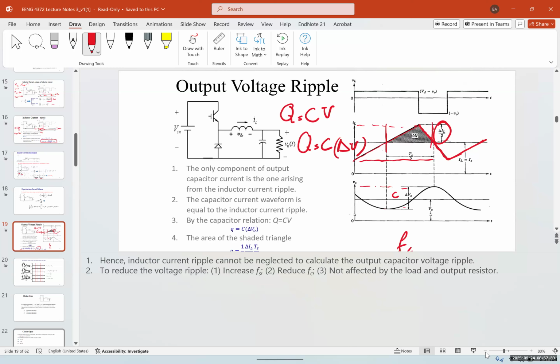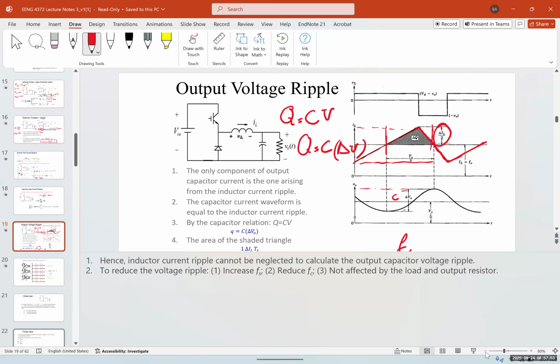And I've added an explanation here. Hence, inductor current ripple cannot be neglected to calculate the output capacitor voltage ripple. To reduce the voltage ripple, we can increase Fs, the switching frequency, or we can reduce Fc. This is not affected by the load output resistor.